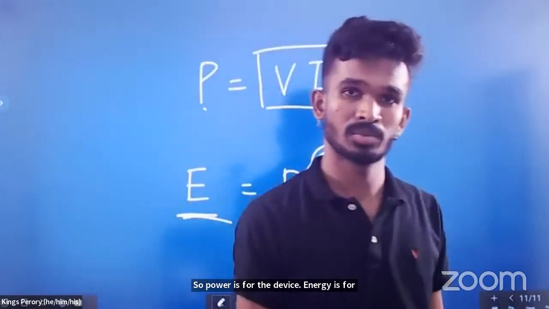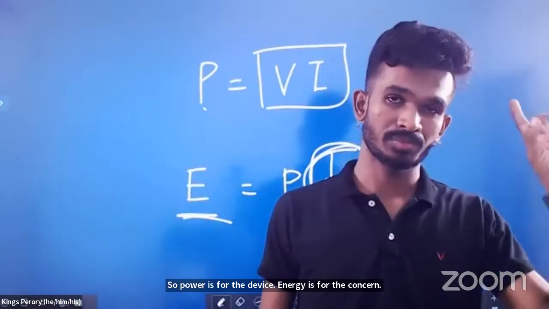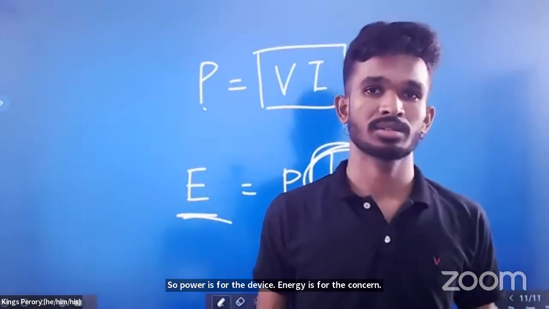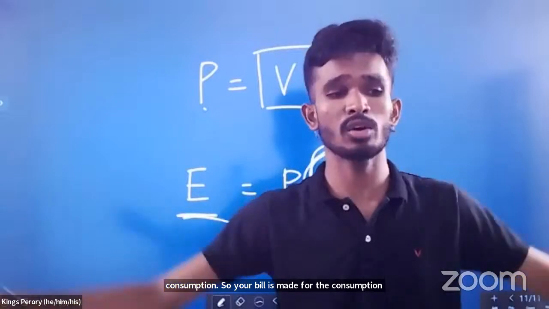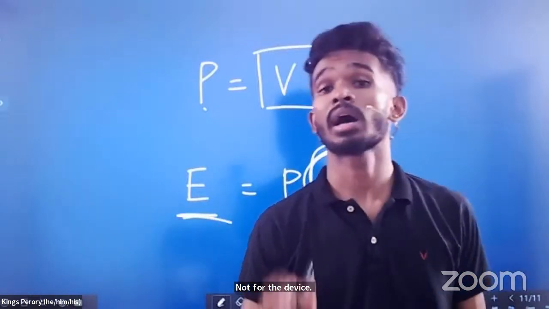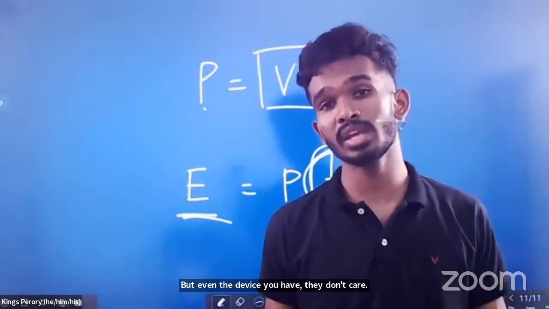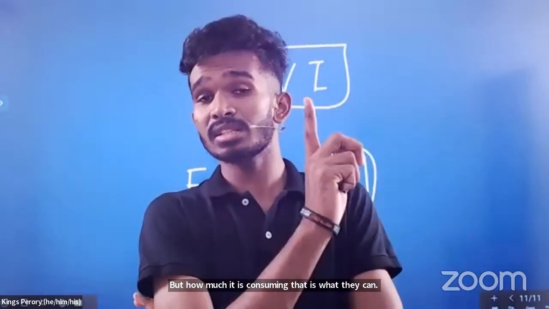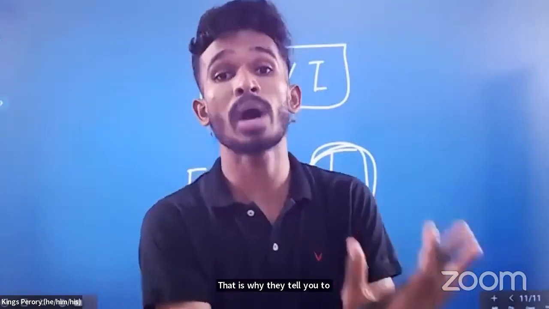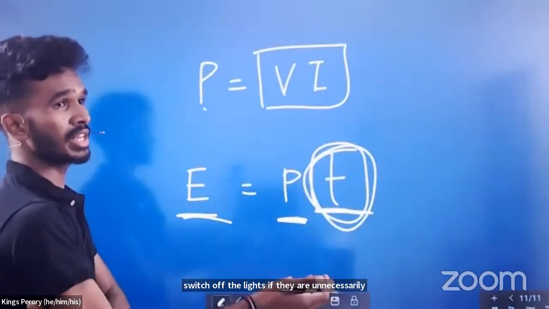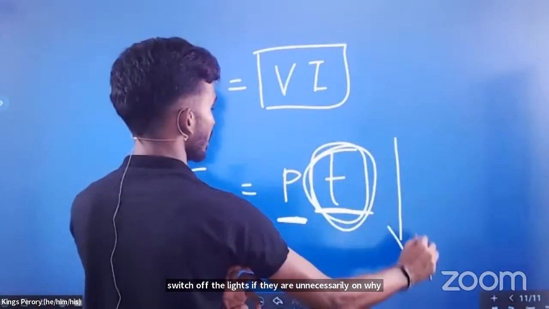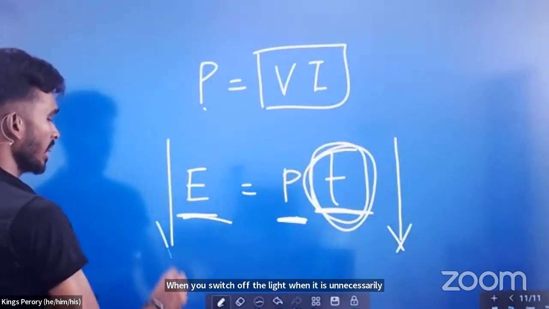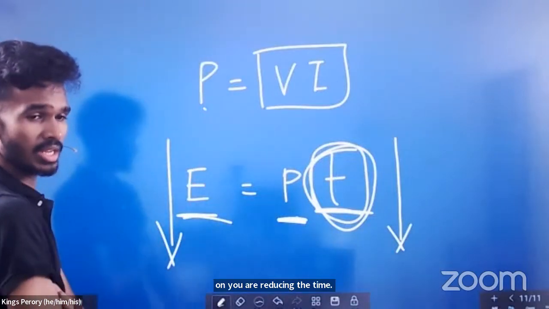Energy is consumption. So your bill is made for the consumption, not for the device. Whatever the device you have, they don't care. But how much it is consuming, that is what they care about. That is why they tell you to switch off the lights if they are unnecessarily on. Why? When you switch off the light, you are reducing the time. When you reduce the time, you are reducing the energy. When you reduce the energy, your bill will reduce.